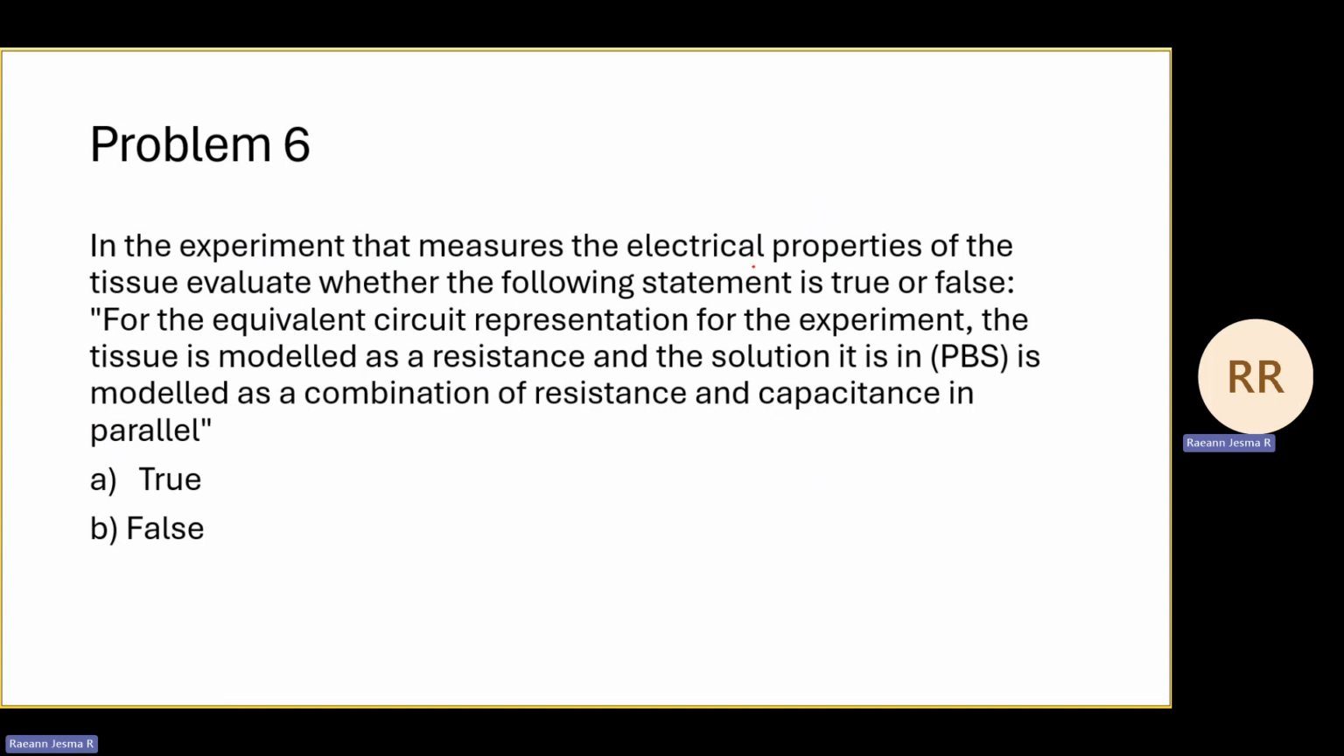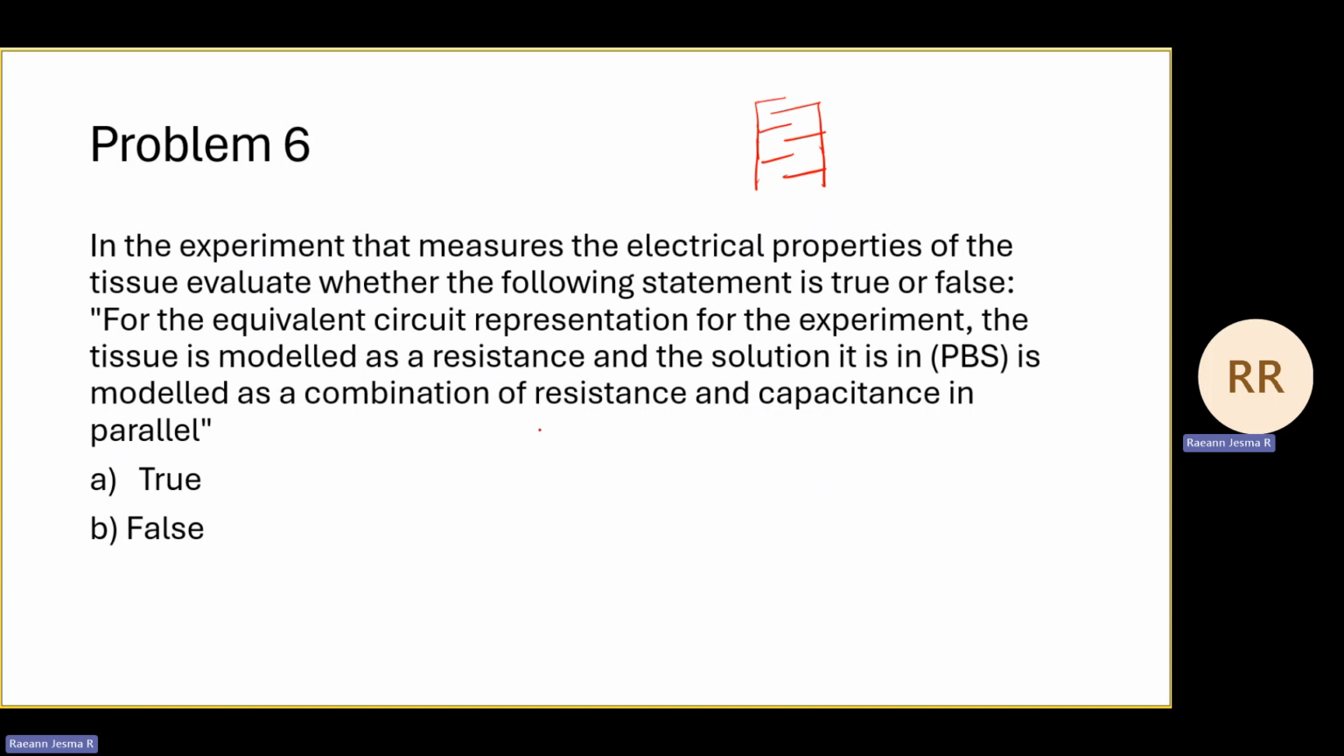So how do we measure the electrical properties of a tissue? We have IDE, interdigitated electrodes. We suspend the tissue in some kind of analyte. So in this question, PBS is an analyte in which we are suspending the tissue, and then we will keep the analyte along with the tissue between these electrodes, right? So there will be some conduction path that is formed due to the tissue and the analyte.